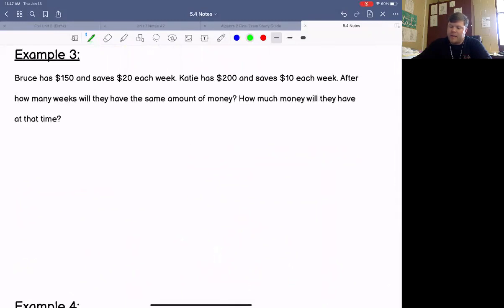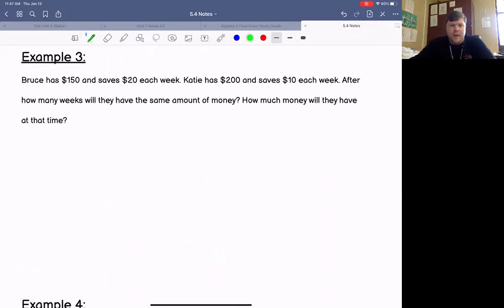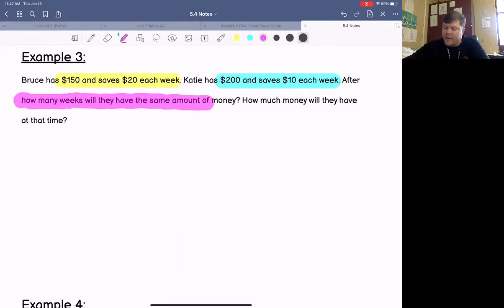Here's another common type of example, in example 3, the savings account type of problem. So you've got 2 people. You've got Bruce, and he has $150 and saves $20 a week. You've got Katie, who has $200 and saves $10 per week. And the question says, after how many weeks will they have the same amount of money? And we also have an additional question that asks how much money that is, like how much money do they actually have?